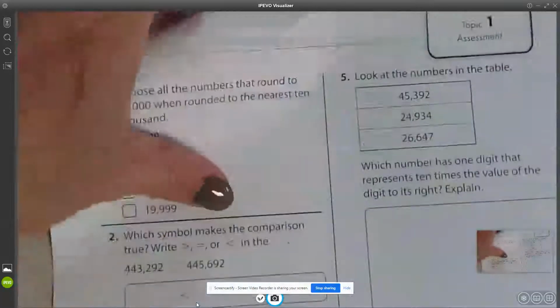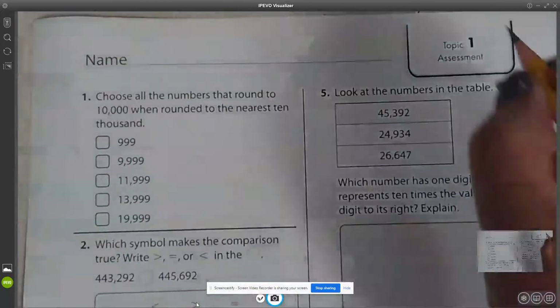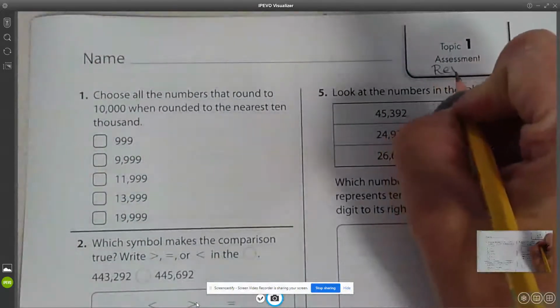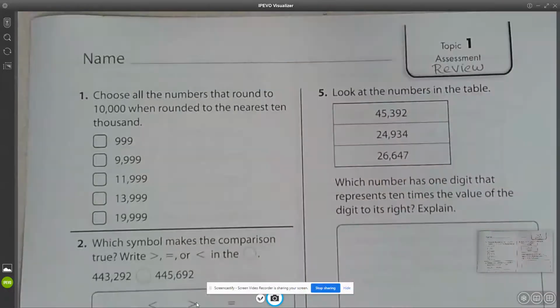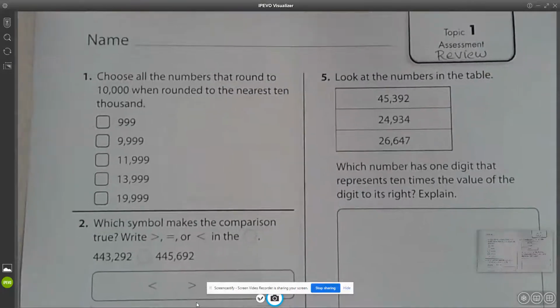Okay, so this is the topic one assessment review. I know it just says the assessment, but this is an actual review. We will be taking the actual test next Wednesday. Hopefully by then we've got everybody back and nobody else has been quarantined. But if not, we'll make the best of it.